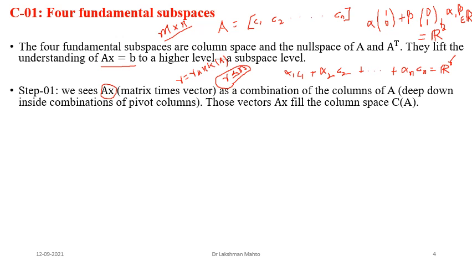Any idea? Least value of rank would be 1. See, a scalar number is a 1 by 1 matrix. What is the rank of a 1 by 1 matrix?